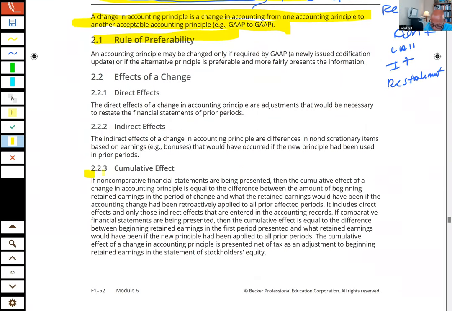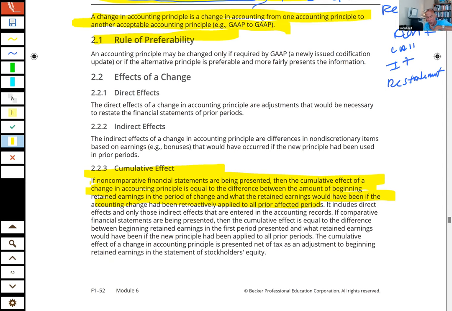and they tell us that if non-comparative financial statements are being presented, then the cumulative effect of change in accounting principle is equal to the difference between the amount of beginning retained earnings in the period of change and what retained earnings would have been if the accounting principle had been retroactively applied to all periods affected, okay? So what does that mean? We go back, and if it goes back 10 years, it goes back 10 years. We go back and we see what would our retained earnings have been if we had used the new method in years 1 through 10.